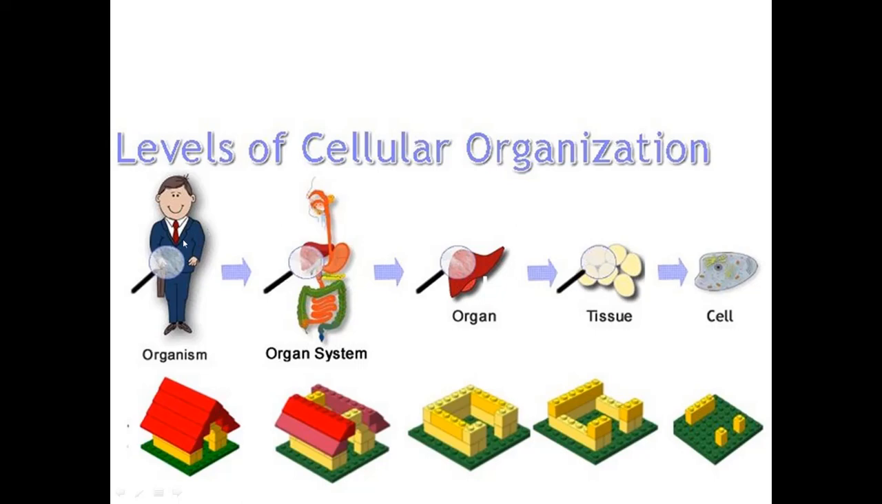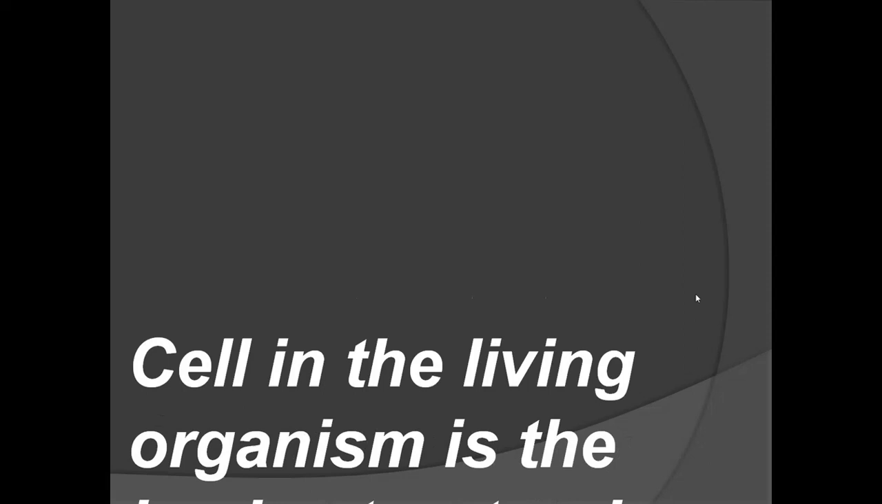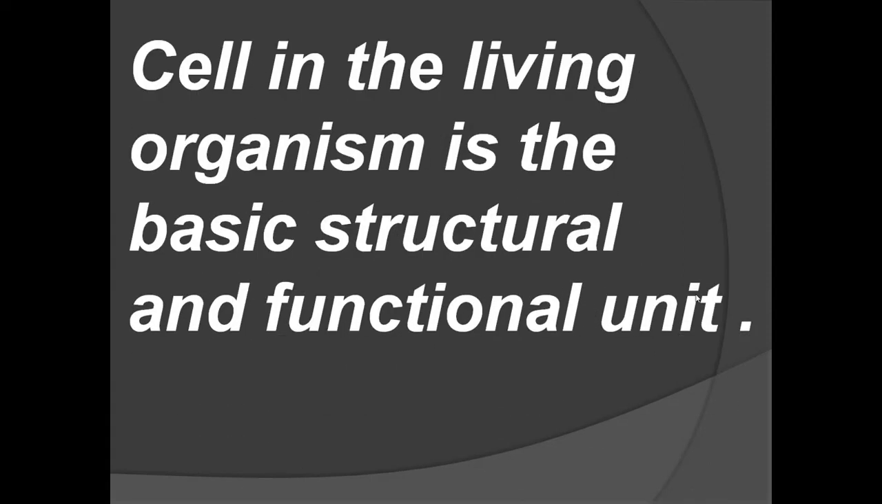Organ system helps to give rise to an organism. In the same way, in an organism there should be an organ system. Organ system is formed with the help of organs. Organs are formed by tissues. Tissues are formed by the division of cells. Cell in the living organism is the basic structural and functional unit.